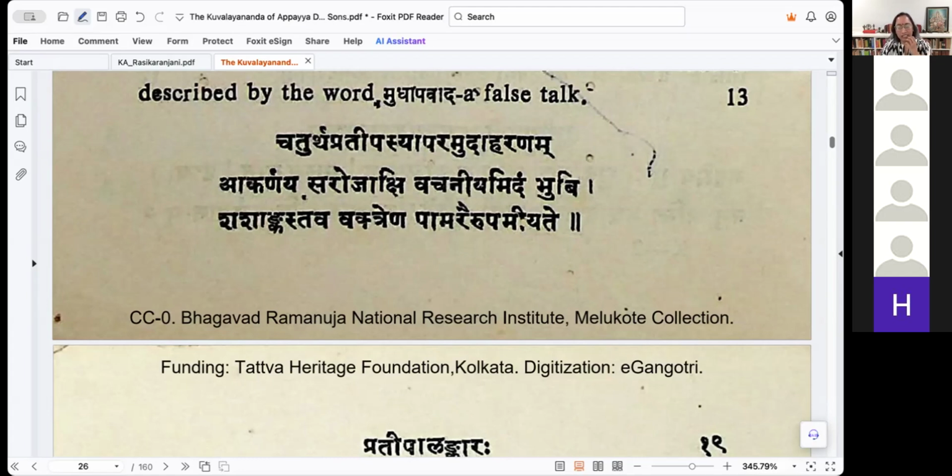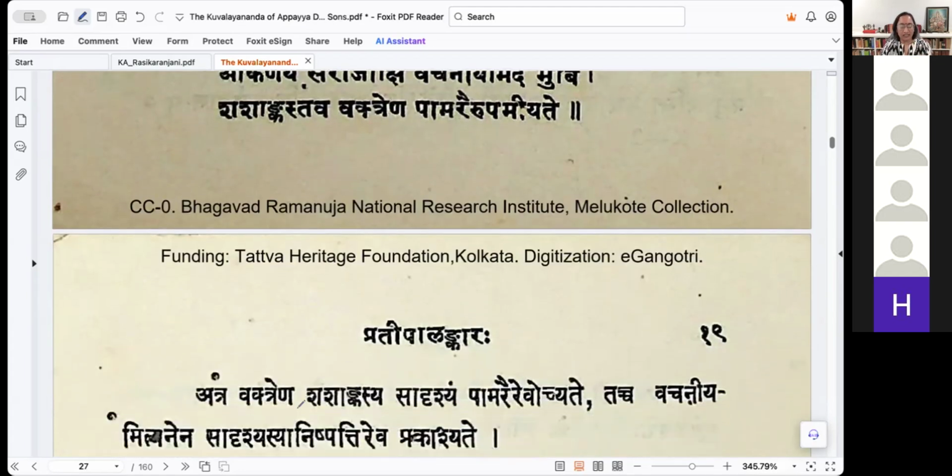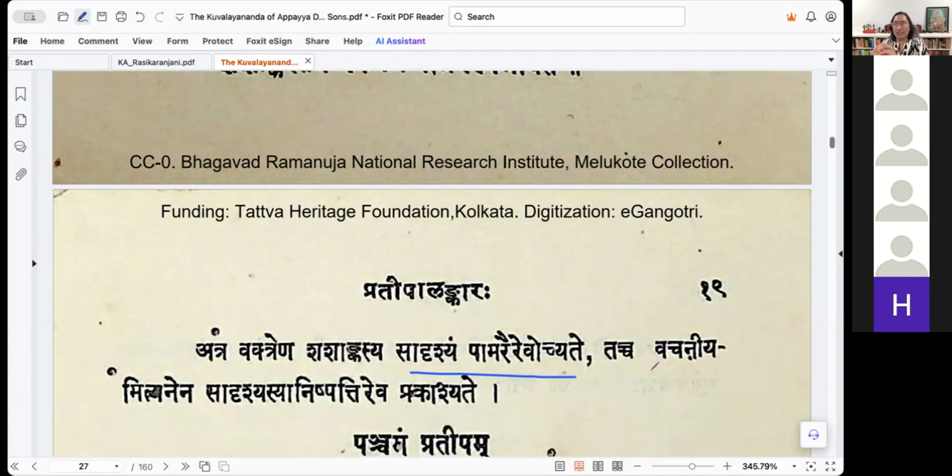Clear? So the same here also anadara is mentioned. So atra vaktrena shashankasya sadrishyam pamaraihi eva uchyate na tu vidagdhaihi. So it is only the simple people who are trying to compare your face to the moon. तच्च वचनीयम् इत्यनेन सादृश्यस्य अनिष्पत्तिः एव प्रकाश्यते. And that is something that you can't do. It's only people who are not intelligent enough to understand this beauty. They are only going to compare this. Tasmad idam bhuvi vachaniyam iva vartate.